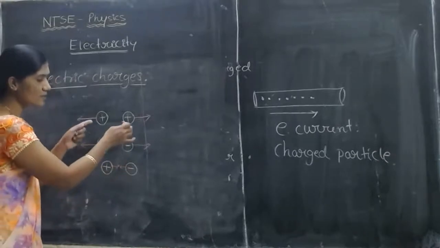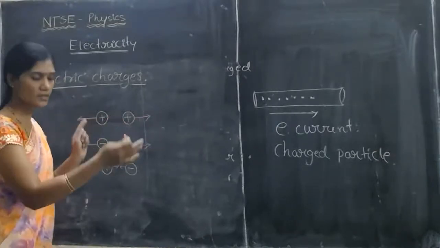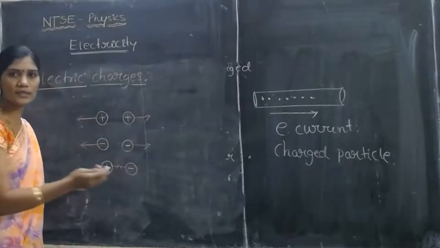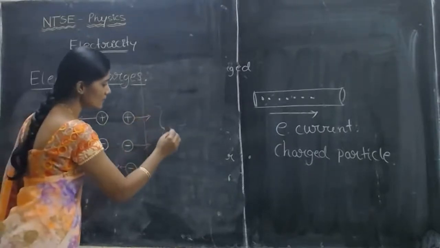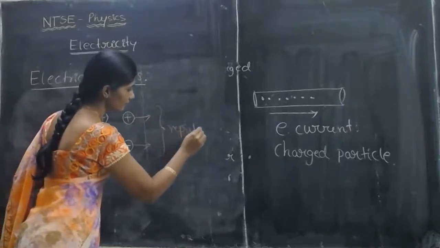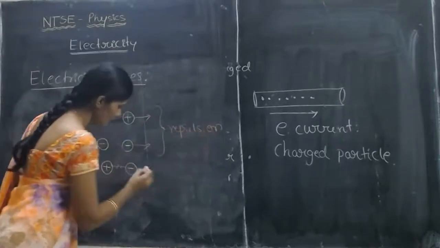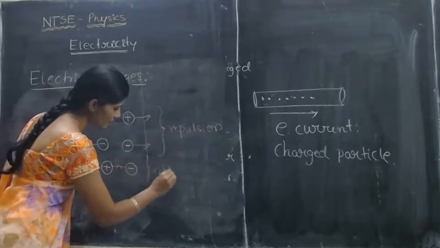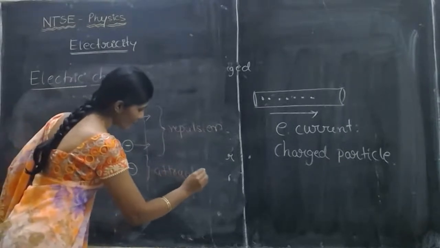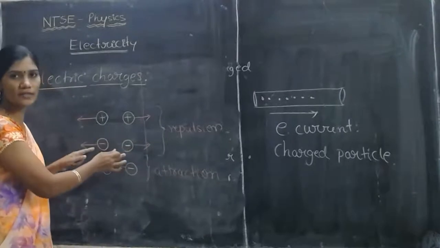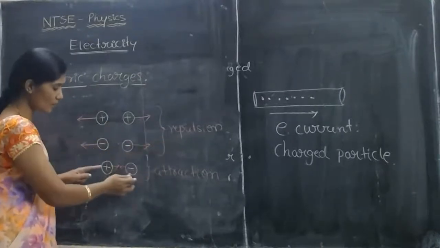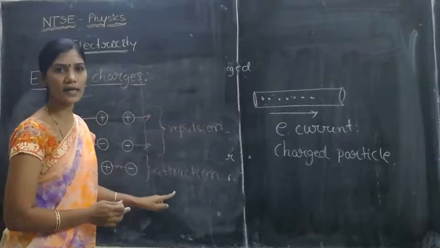In this case, the distance between them is increasing. Here, the distance between them decreases. They start to move towards each other. This one we call repulsion. And here what is happening, we call it attraction. By this we can conclude that when both are the same type of charges, they repel. When both are opposite charges, they attract.